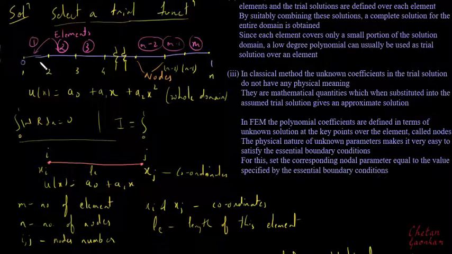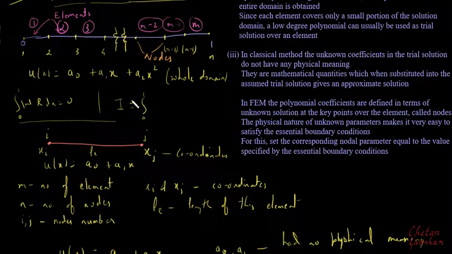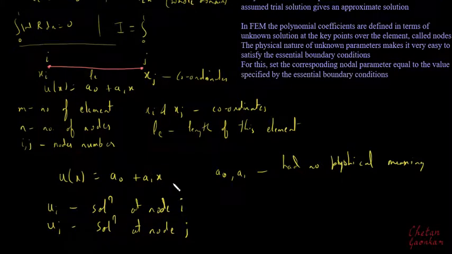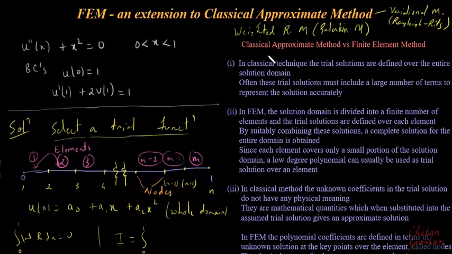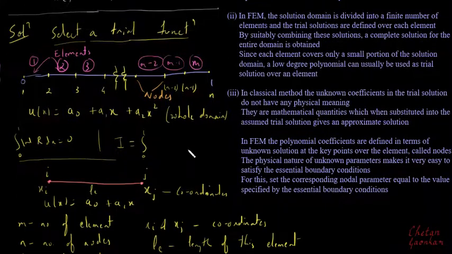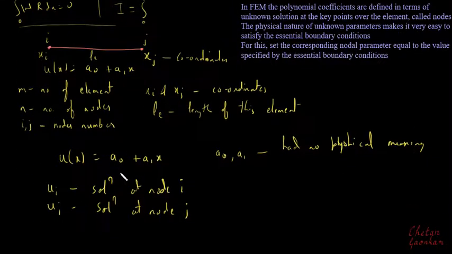So it is always advisable in finite element method that if you want greater accuracy, we do fine meshing or discretization, so that we have more number of nodes and we get the solution at more number of points. This is the second difference between the finite element method and the classical approximate method: in finite element method these unknown parameters are replaced with unknowns at the nodes.